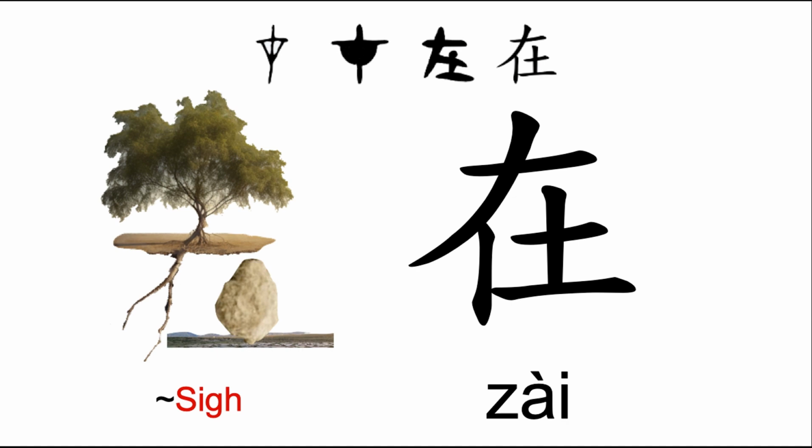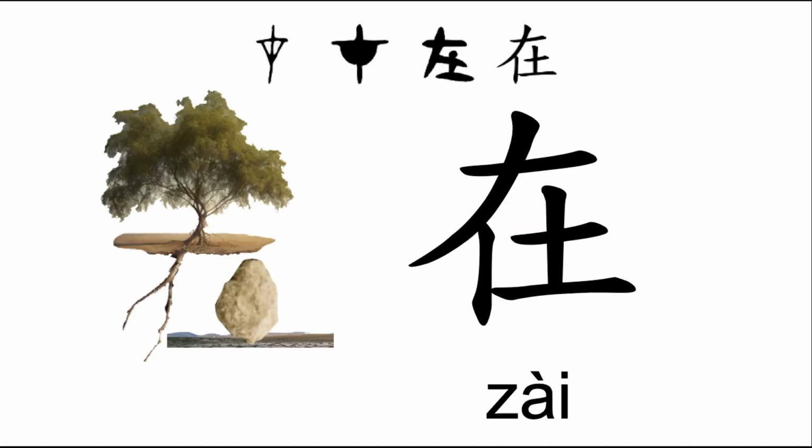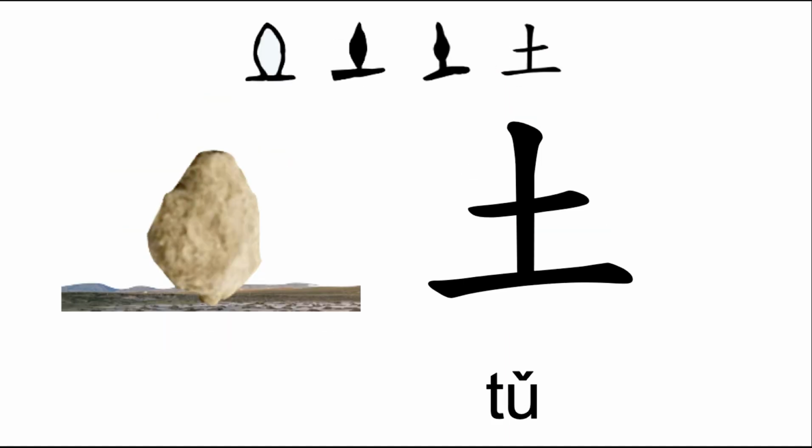Now, let's introduce the character 土, located at the bottom right of the character 在. This character represents a substantial chunk of earth placed on the ground. The horizontal line below signifies the land itself. Over time, the large block above extended outward to form a cross shape.